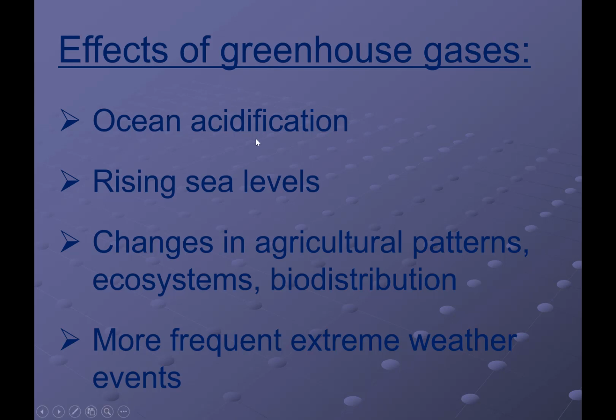What's the effect of these greenhouse gases or this global warming? The oceans tend to become more acidic. We have melting of polar ice caps. There's rising sea levels. It's changing a lot of our ecosystems, changing a lot of biological patterns, and it's leading to more frequent extreme weather conditions.